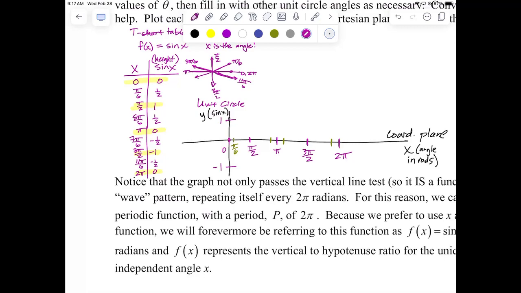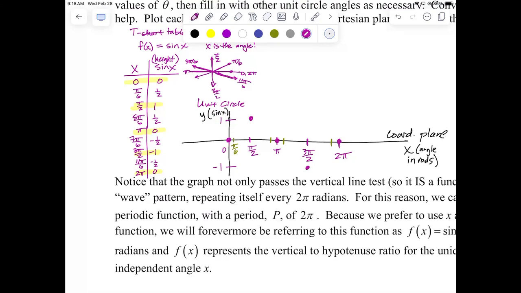So I'm going to have 0, 0, pi halves 1, pi goes back down to 0, 3 pi halves is negative 1, and 2 pi comes back to 0. You'll see that? So the y values increase, decrease, decrease, increase. Up, down, down, up. Those represent the height of my reference triangles as I make it once around the unit circle. Now, how do I connect those dots?